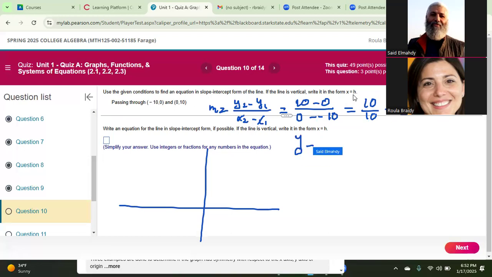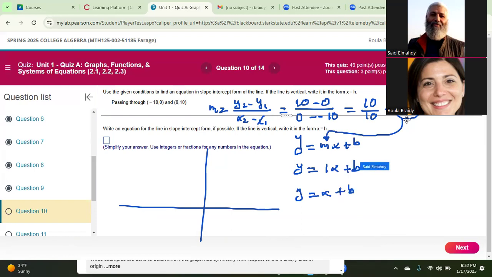So y equals what? y = mx + b. This is m, so this is 1x. We don't write 1x, we just write x, plus b. Now we need to find b.